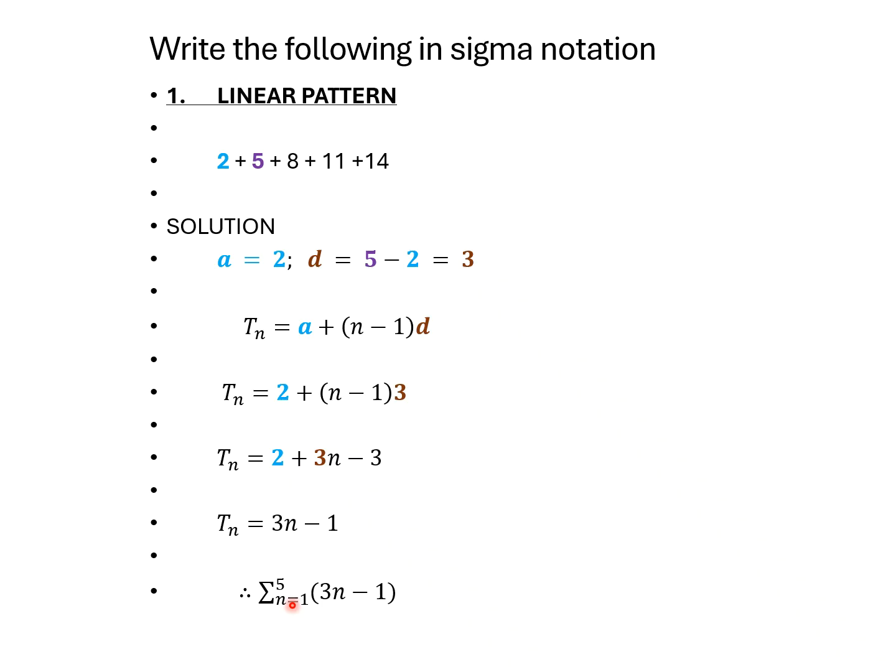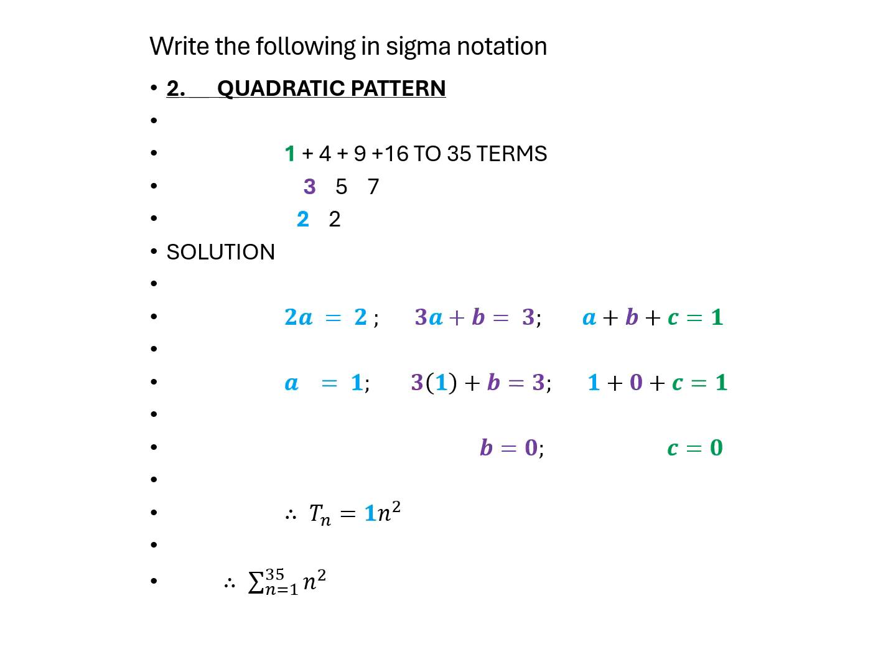Right, and if you want to test, you see they have 1, 2, 3, 4, 5 terms. Let's say 5 minus 1 gives me 4. But as you can see, I don't have 4 terms, I have 5. So always I say top minus bottom plus 1. So 5 minus 1 gives me 4, and 4 plus 1 gives me 5. So that is for a linear pattern.